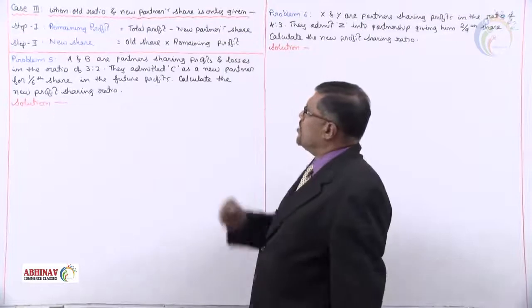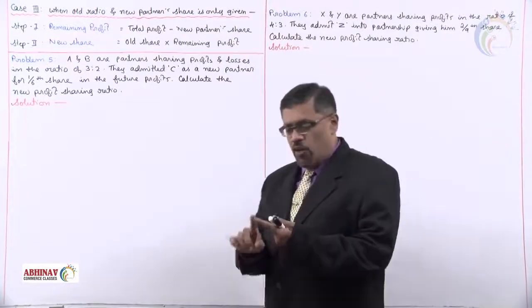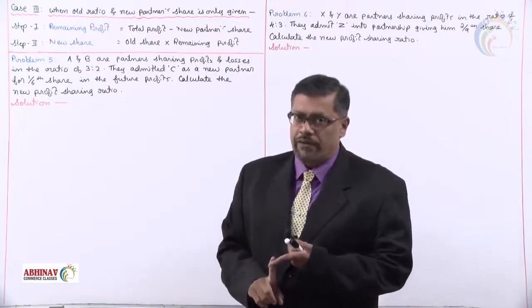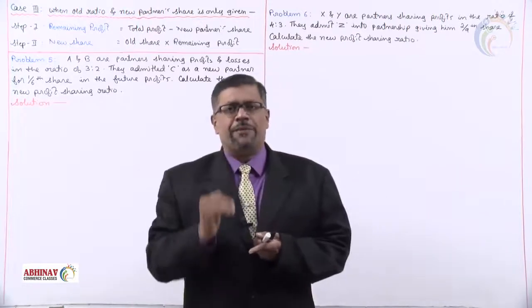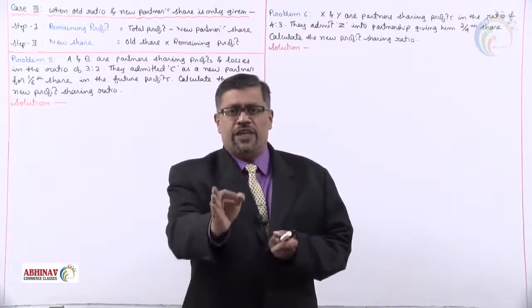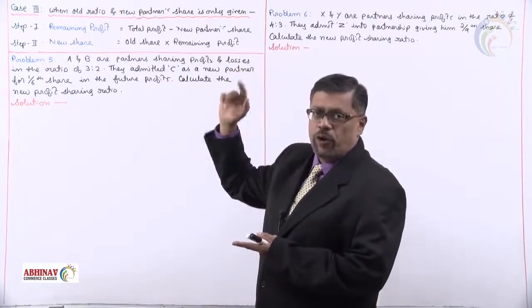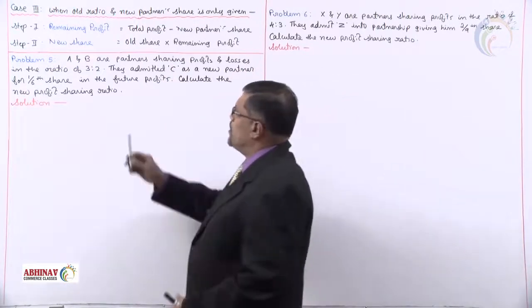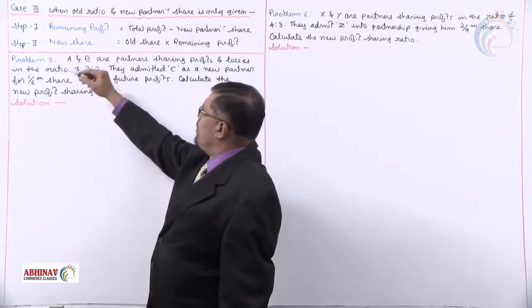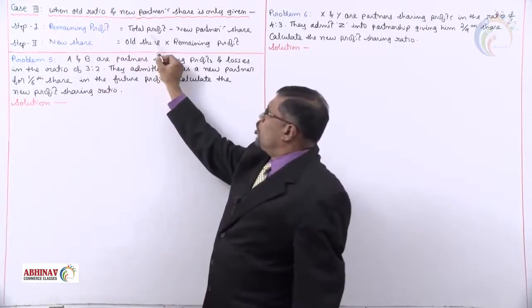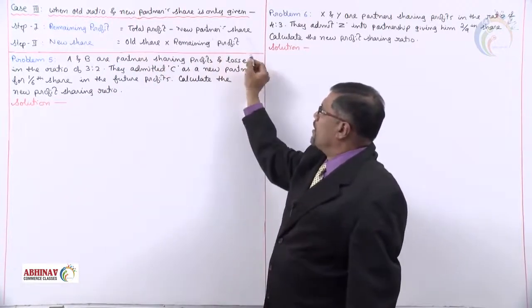Now, this is case 3. In this, the old ratio of the old partners will be given, and the new partner, when admitted, his new share will be given. How to calculate the new profit sharing ratio? Two simple steps. Remaining profit, first step. Total profit minus new partner share.